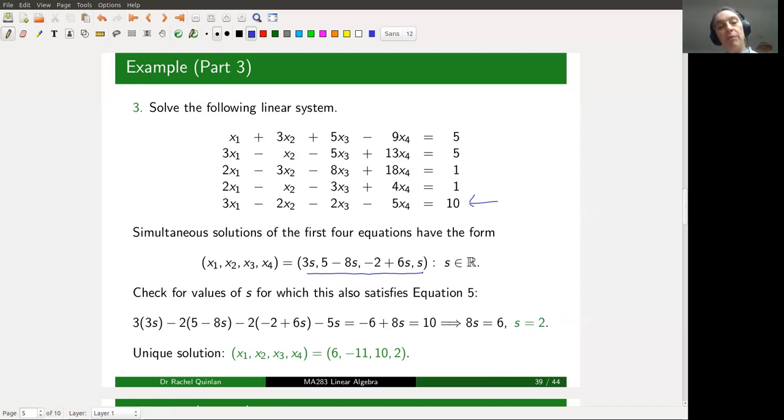And when you do, so we're looking for some value of s for which x1, x2, x3, x4 have this form. That means that we have a solution of the first four equations. We also want it to be a solution of the fifth equation. And when you put it into the fifth equation, of course, you've got 3 times x1, that's 3 times 3s, minus 2 times x2, that's minus 2 times 5 minus 8s, and so on. So the left-hand side becomes a linear expression just involving s. Turns out to be minus 6 plus 8s. We want that to be equal to 10, which means that 8s should be equal to 16.